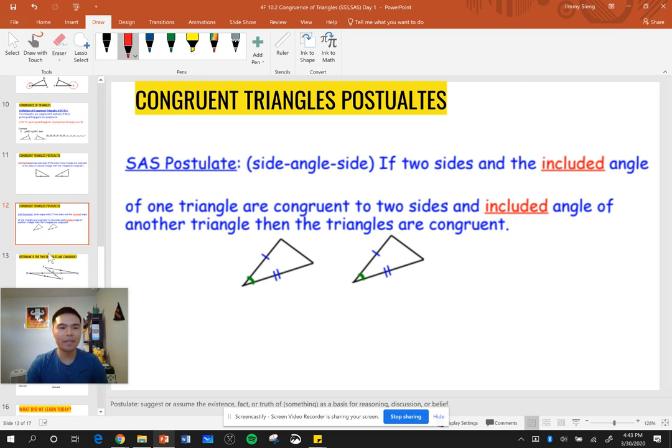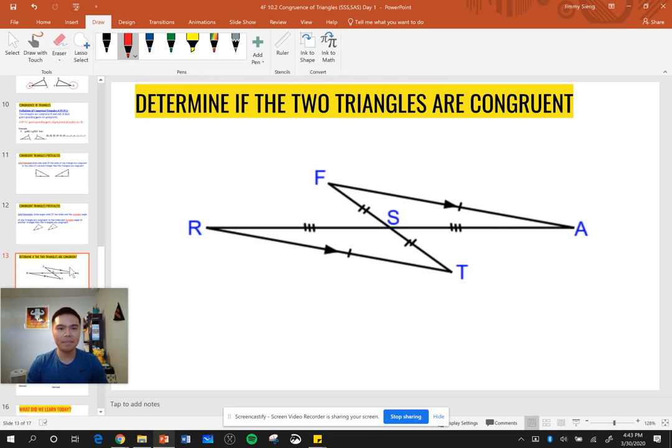Let's put this into more example problems, and stay with me. I need to determine if these two triangles are congruent. So here I have triangle FSA, and I have triangle TSR. I need to show that these are congruent. Using what I just learned, does this look like side, side, side, or side angle side? What's given?